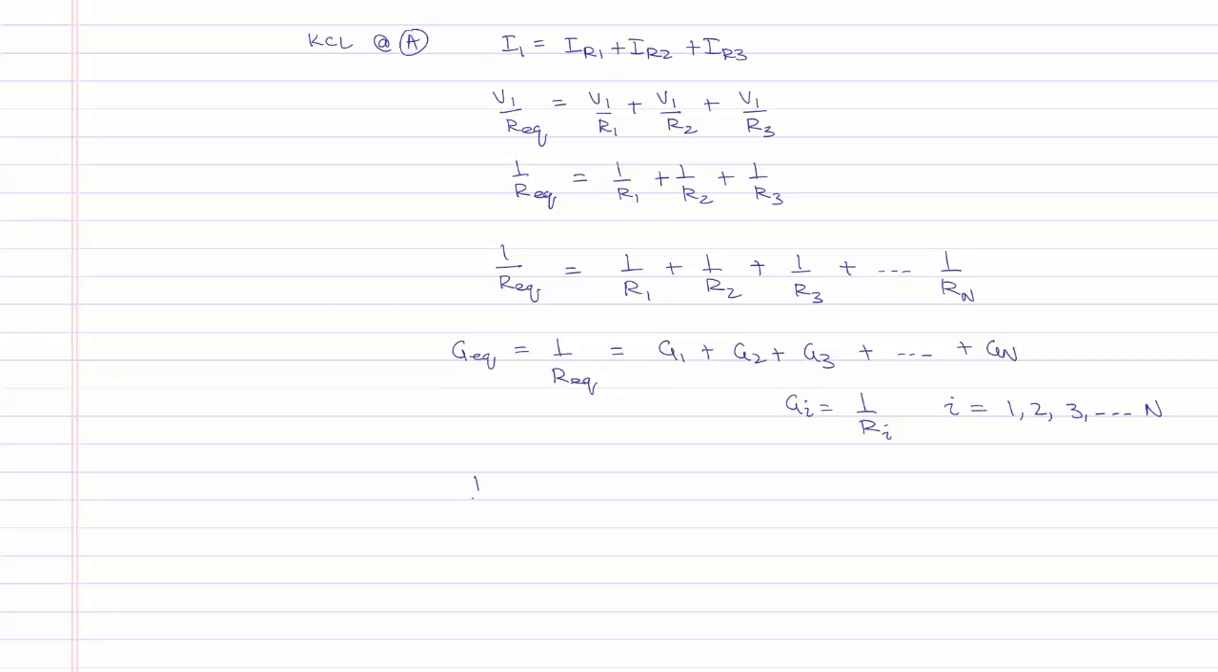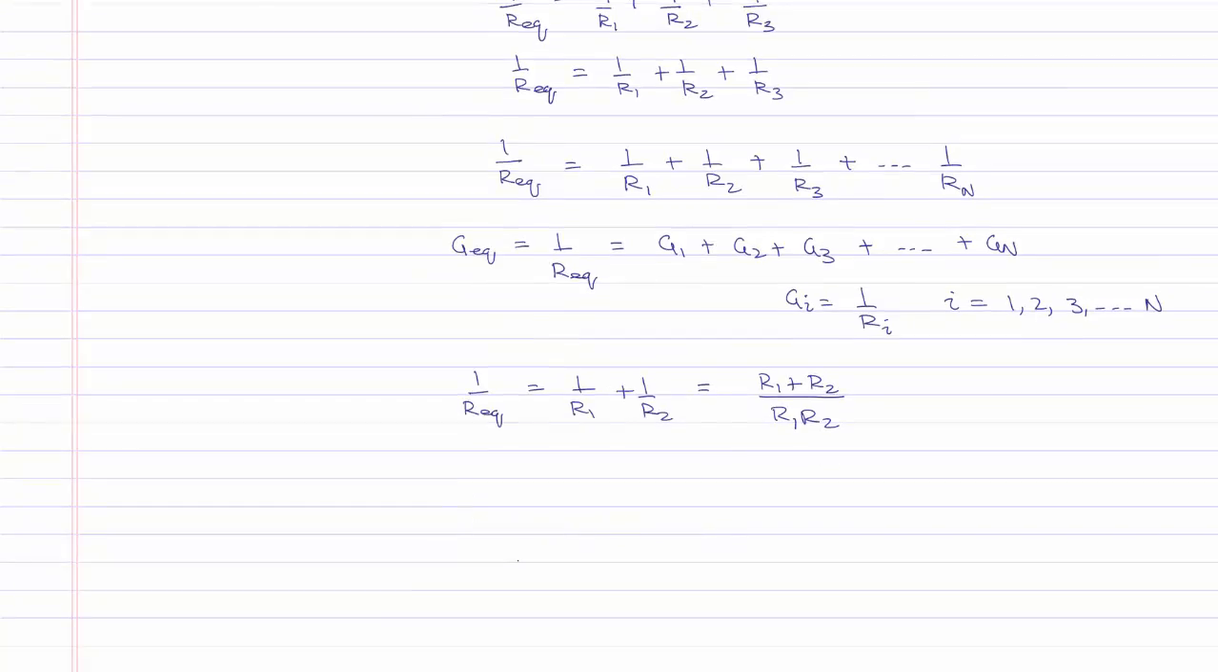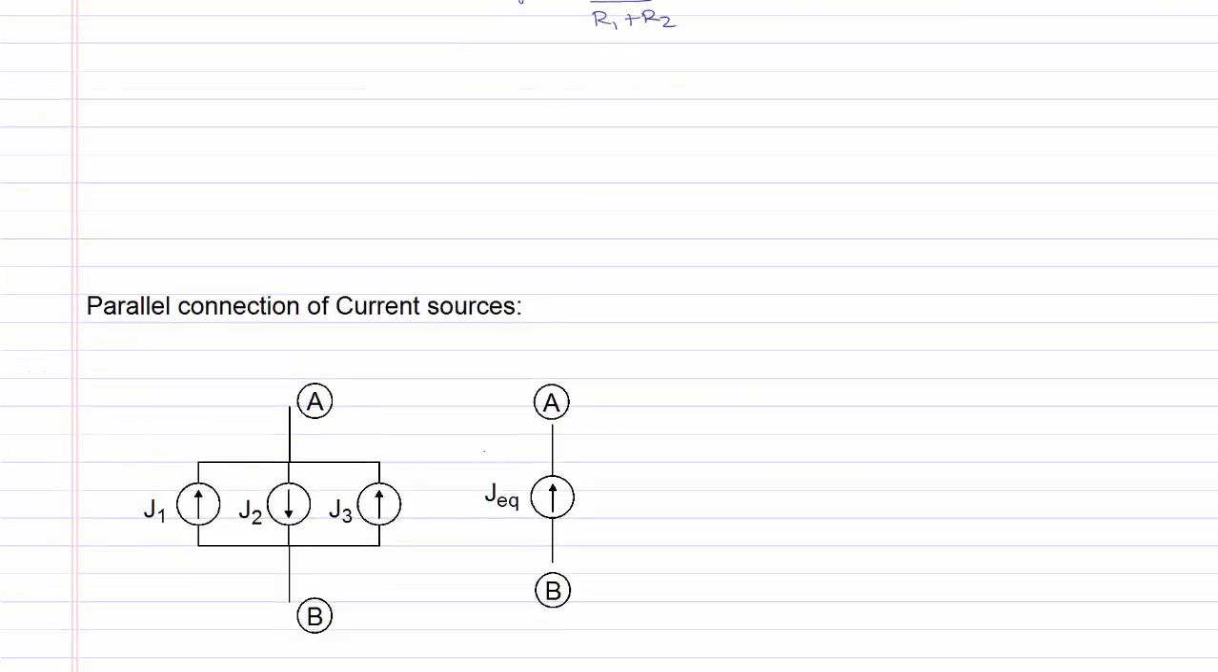Of particular interest is the situation when you have two resistors in parallel, such that 1 over REQ is equal to 1 over R1 plus 1 over R2. This can be simplified by having a common denominator, and the numerator will be R1 plus R2. Simplifying it for another step, we will get REQ is equal to the product of the two resistors divided by the sum of the two resistors. This formula of the equivalent resistance of two resistors in parallel will be useful and will be used often in circuit analysis.